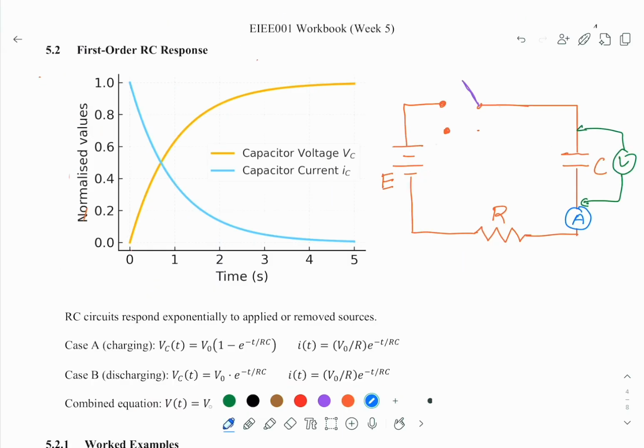Let's look at what happens when a capacitor is connected to a DC voltage source. So we have a DC voltage source in this diagram, which is E.